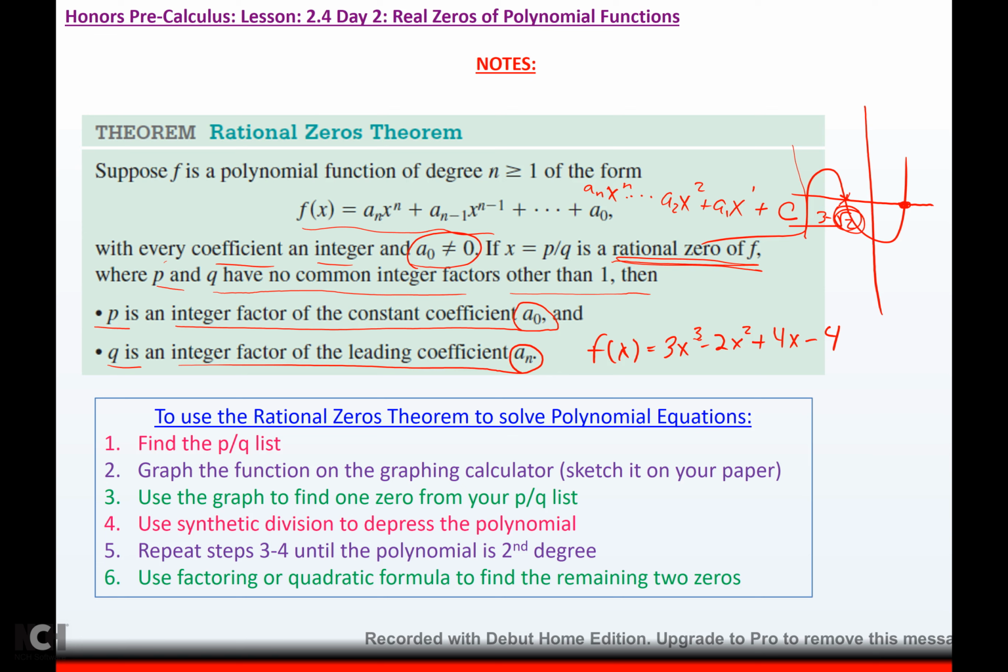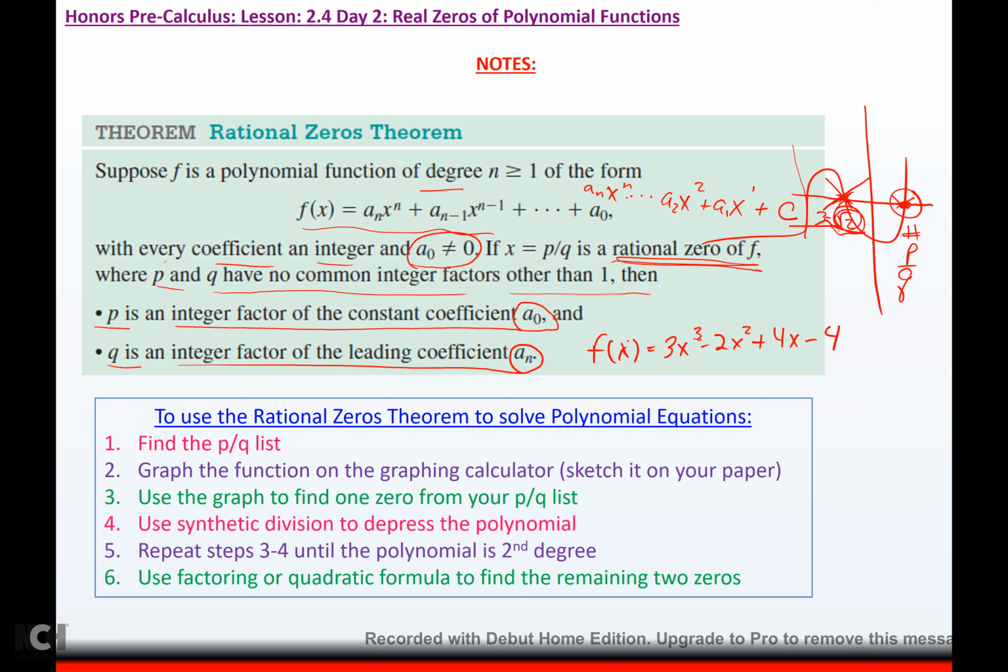So it doesn't mean that it doesn't cross somewhere. It doesn't mean that it's not real. It just means that it's not rational. So what they're saying is, if you are at an irrational zero, this theorem doesn't count for them. But if you're trying to look for rational zeros and you find one, then guaranteed, whatever that number is, it can be written as some factor of p over some factor of q.